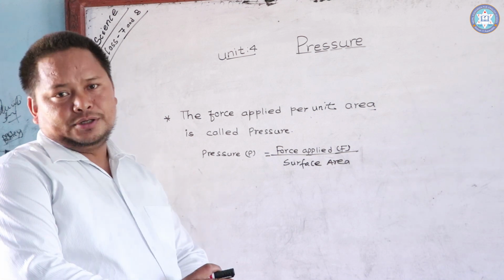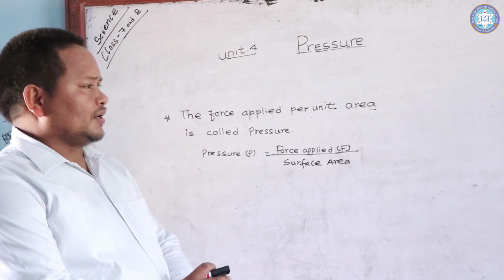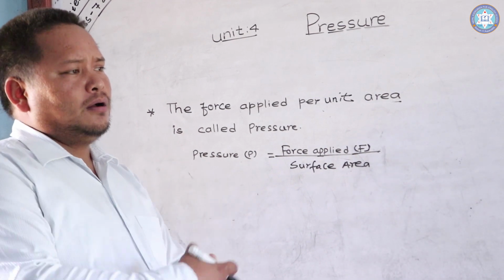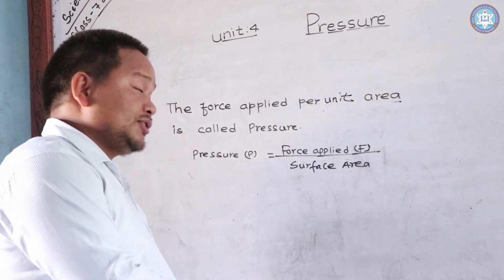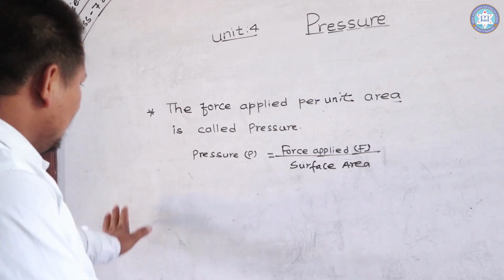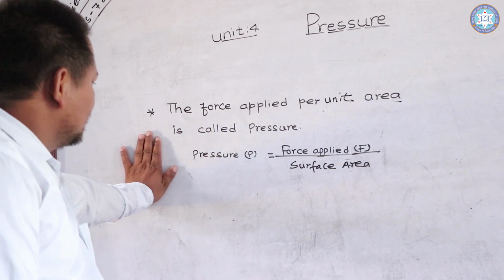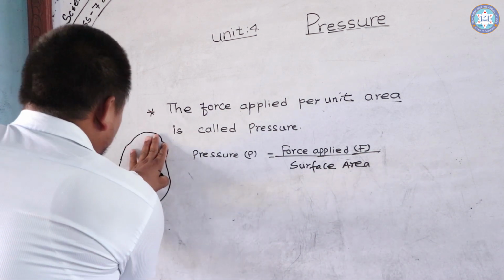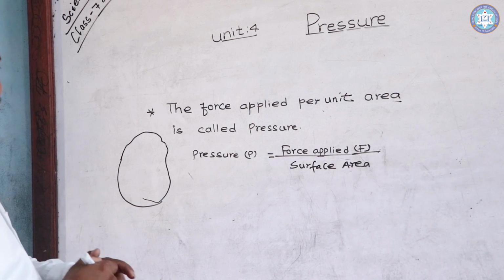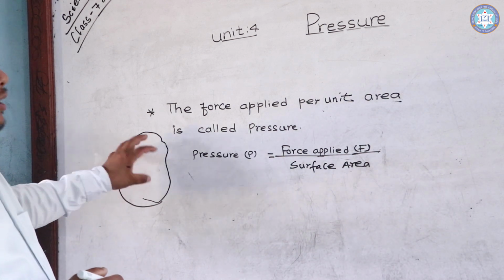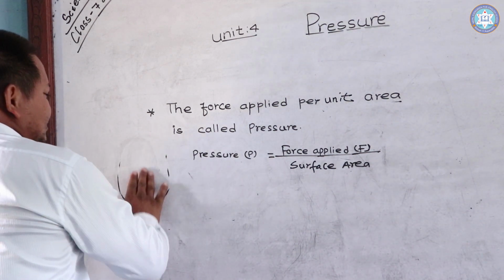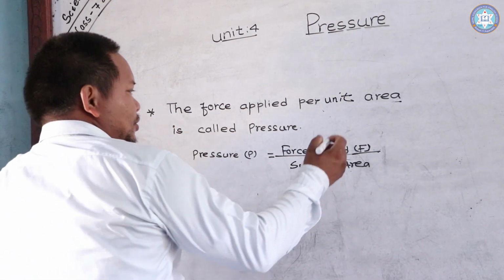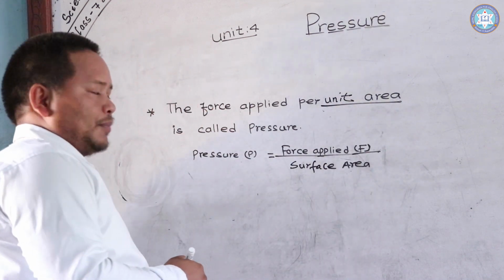Do you know what is pressure? Pressure is nothing, just force applied over an area. This is called the pressure. When I press on the board over this area, then this is pressure. So we can define the pressure in this way. The force applied per unit area is called pressure.